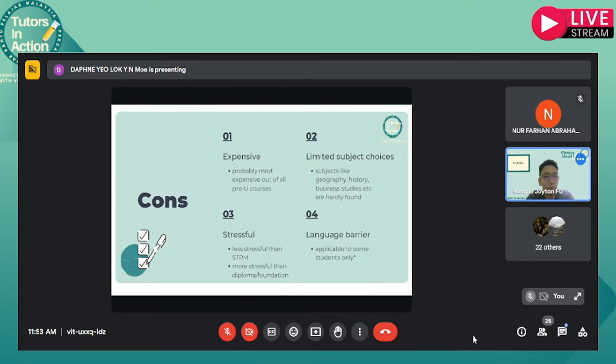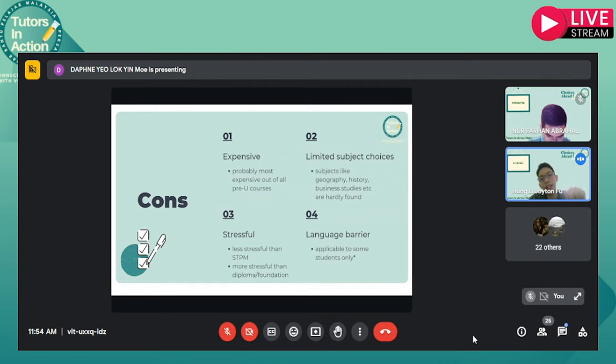Number two is limited subject choices. If you are the kind of person who is very hardcore and wants to study everything, then it might not be suitable for you, because unfortunately they only allow you to take a maximum of four subjects. But even so, you can still take other exam papers as a private candidate. For example, if English is not offered at MCKL but you still want to take the English paper, sure, no problem, as long as you pay for the exam, you can still take it. Okay, number three is stressful. I would say it's definitely less stressful than STPM, but more stressful than Diploma or Foundation.